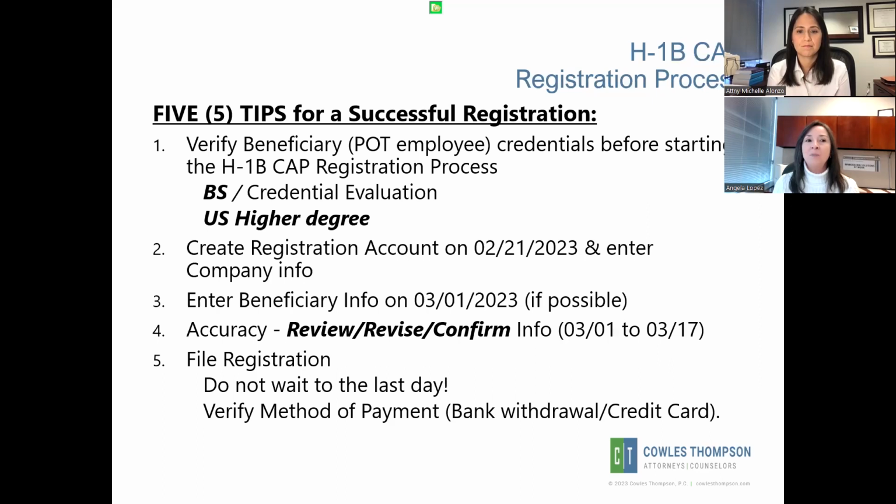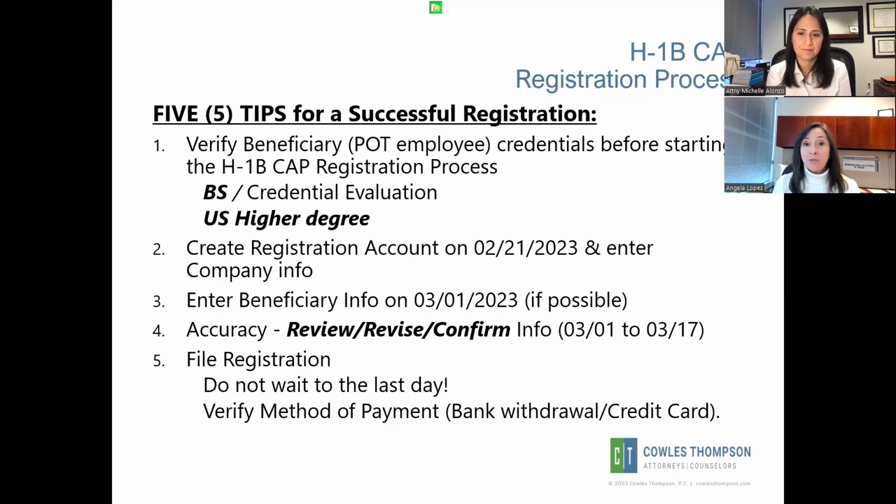You want to do that to make sure all the information that is required for the company is there, is complete, is accurate. There's no misspelling or wrong numbers or any of those mistakes. And then on March 1st, I know some people might not be able to do it on the 1st, but we always like to get things done on the first date if possible to avoid any problems. Enter the beneficiary's information, including the type of degree the person has.